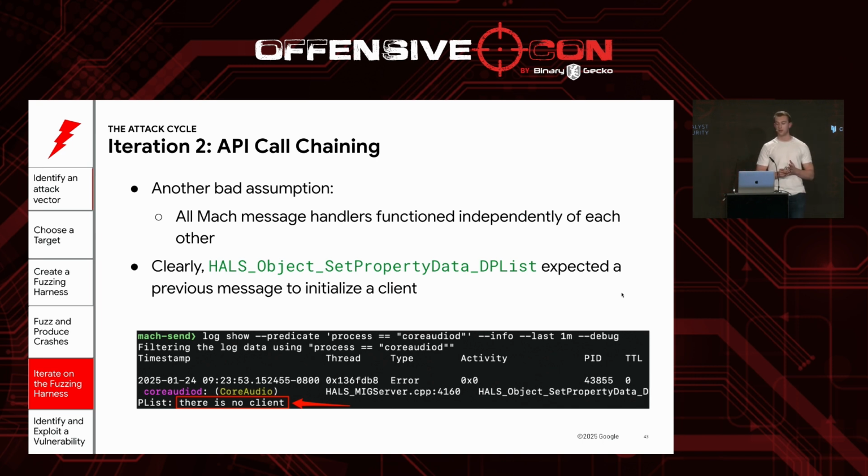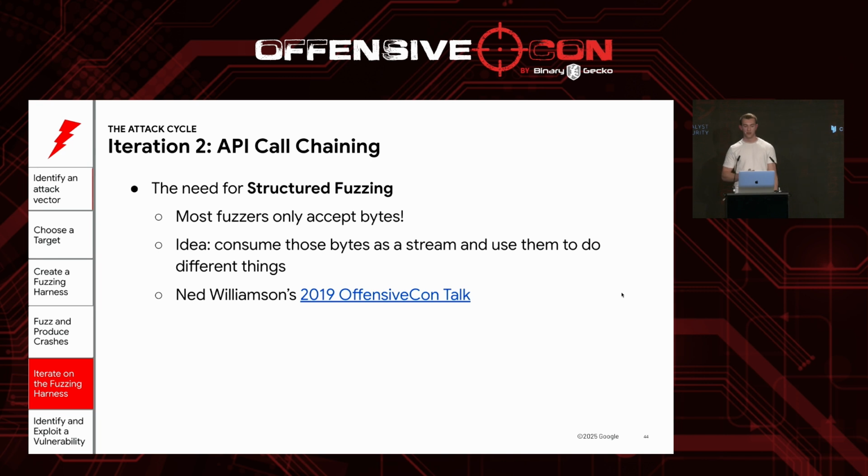Another bad assumption I was making is that all Mach message handlers functioned independently of each other. One example here: you see I'm calling this object set property data API, and it's telling me there is no client. So clearly this API expected some previous message to be sent that would initialize things. And this calls out a need for what we call structured fuzzing. This is the idea that most fuzzers only accept bytes, but what if we actually consume those bytes as a stream and then use them and dispatch them to do different things for each input? Ned Williamson had a really great talk at OffensiveCon 2019 about this that I've linked here.